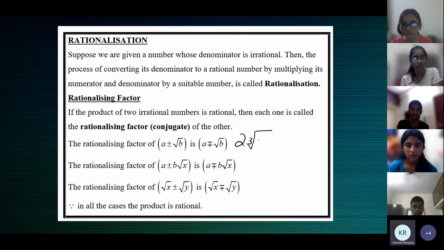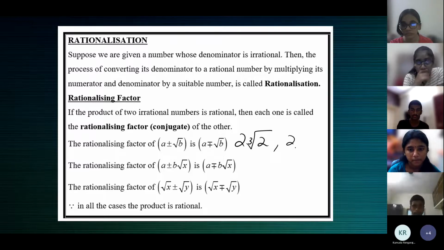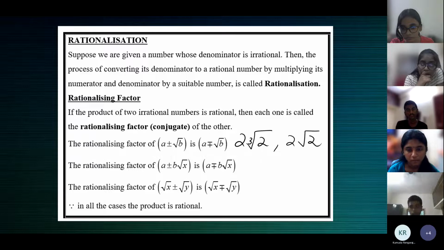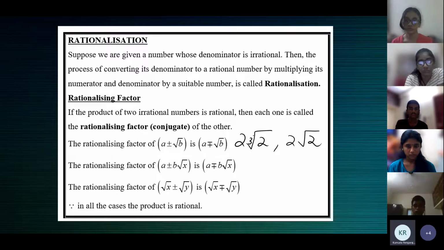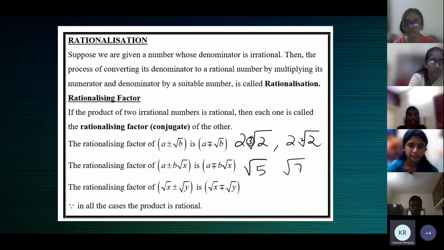Now, are these like surds? No, ma'am. They are not like surds. They are unlike surds. They are unlike surds of different orders. The order here is 3. The order here is 2. What about these? Are they like surds or unlike surds?